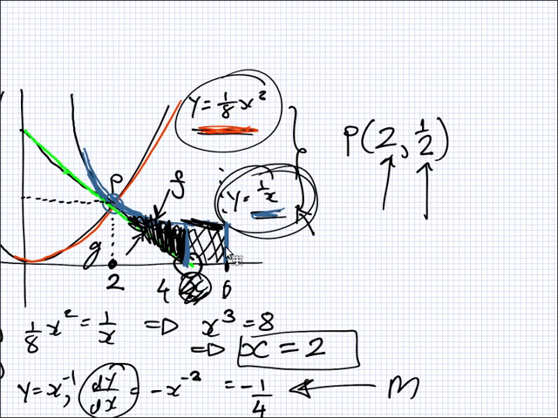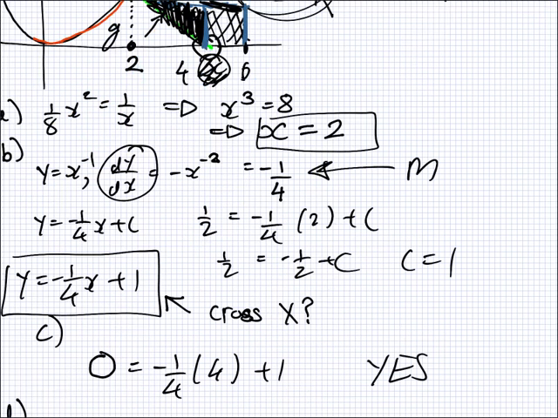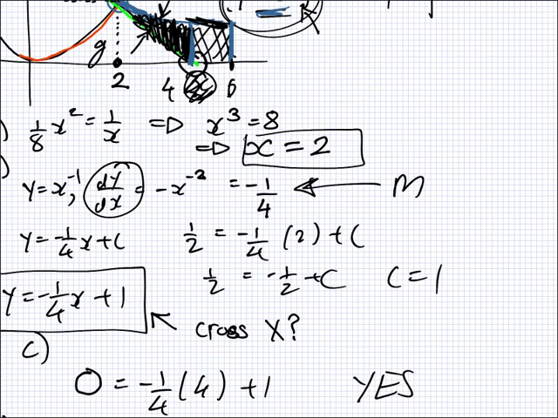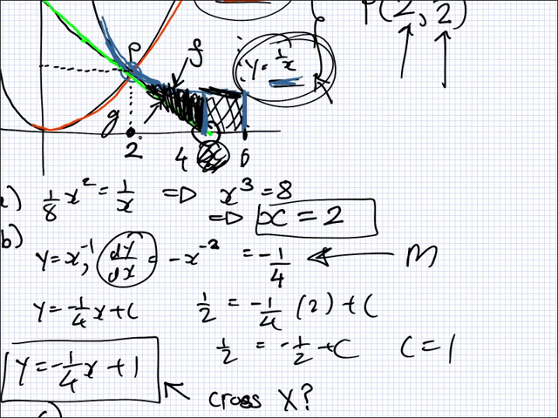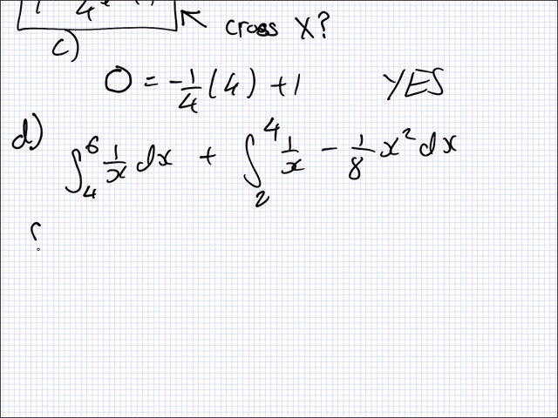So 1 over X is the blue one, isn't it? 1 over X minus 1 over 8X squared. And what are the limits? It's from 2 to 4. So in other words, if you calculate this, you're finished. Let's clean it up a little.